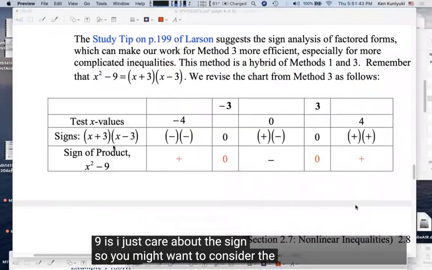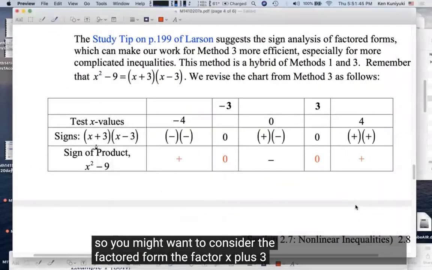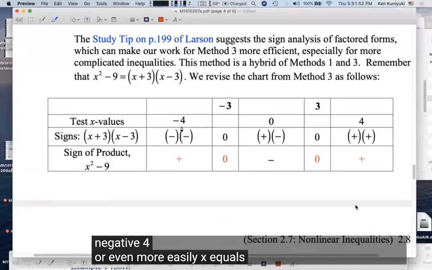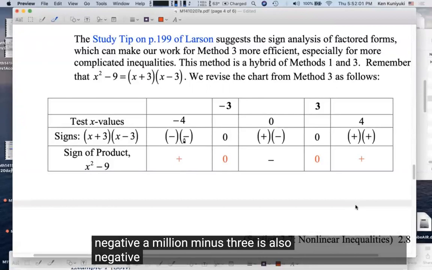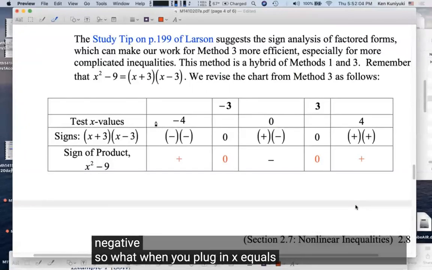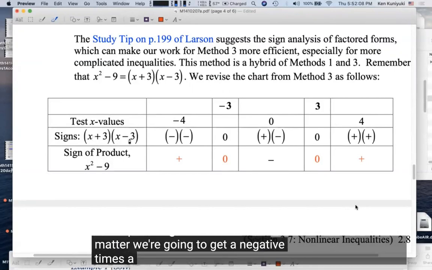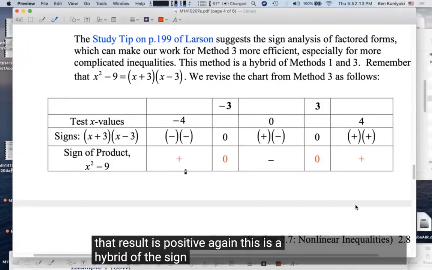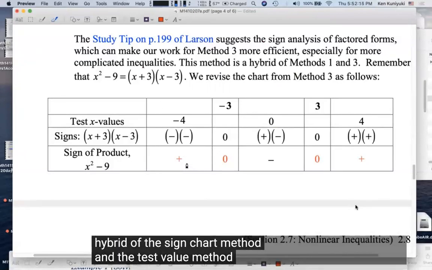So you might want to consider the factored form, the factor x plus 3 times the factor x minus 3. For example, if you plug in x equals -4, or even more easily, x equals -1,000,000, we know that -1,000,000 plus 3 is negative. -1,000,000 minus 3 is also negative. So when you plug in x equals -1,000,000, or x equals -4 for that matter, we're going to get a negative times a negative. That result is positive. Again, this is a hybrid of the sign chart method and the test value method I just mentioned.